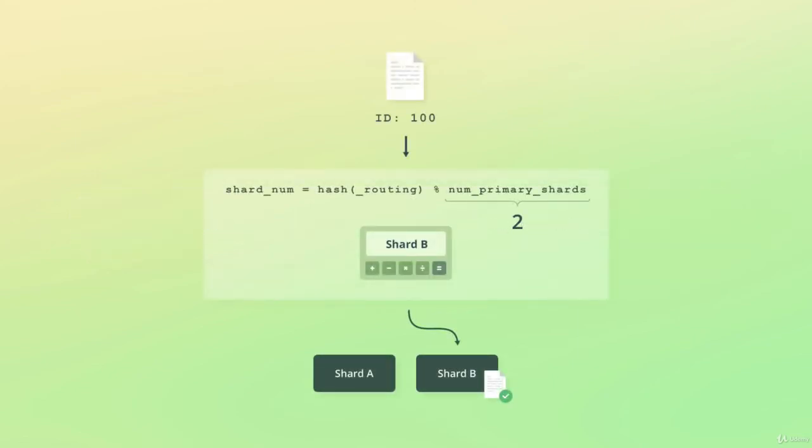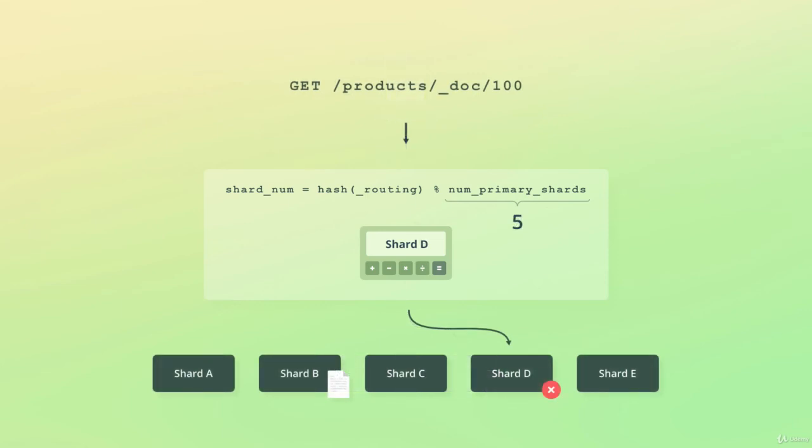Suppose that we have an index with 2 shards, and that we indexed a document. Shard number 2 was the result of the routing formula, so that's where the document was stored. Let's imagine for a moment that we were able to increase the number of shards for the index, and that we increased it to 5. We indexed some more documents and all is well. However, when we try to retrieve specific documents based on their ID, Elasticsearch is sometimes unable to locate the documents.